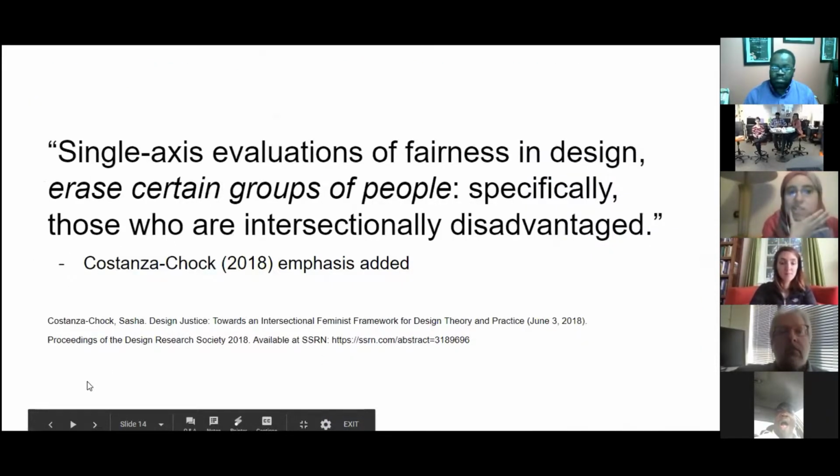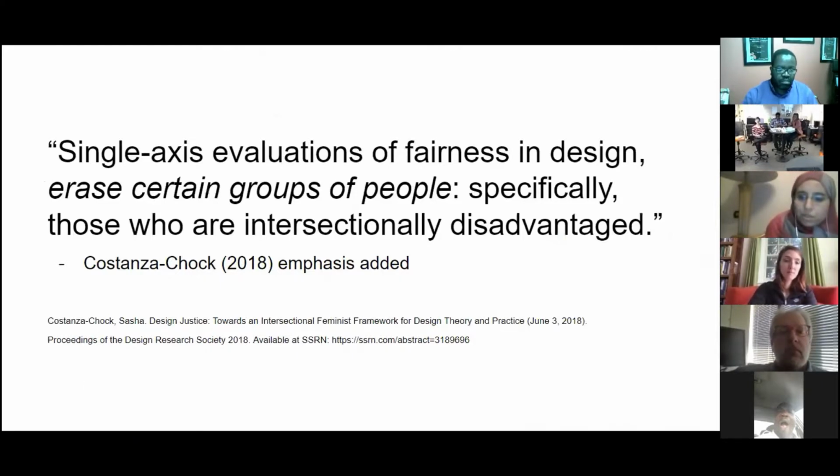And Sasha Costanza-Chock works on design justice. I don't know if you're familiar with this, but I think it's a really cool way of applying a more formal justice framework to designing, mostly IT kind of things. And how talking about single-axis evaluations of fairness will erase certain groups of people, especially those who are marginalized.